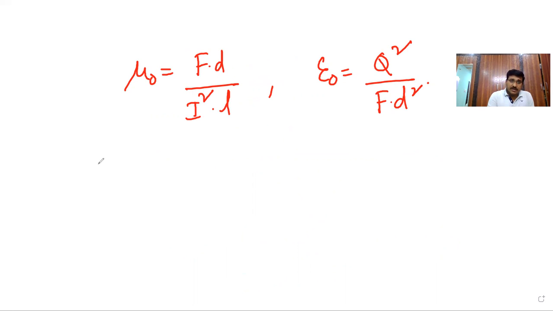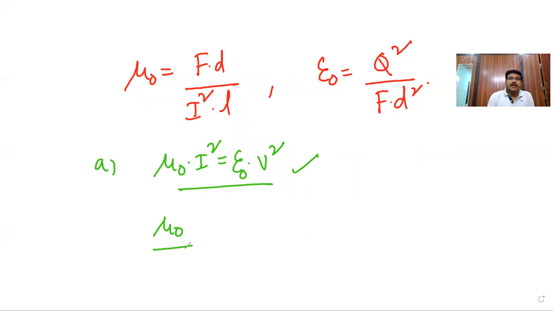Since first option is what? First option he has given is mu naught into I square is equal to epsilon into V square. Let us check up the first option first. So let us see that mu naught divided by epsilon, how much it becomes. Here it becomes V square by I square. Let us see whether the first option is correct or not.